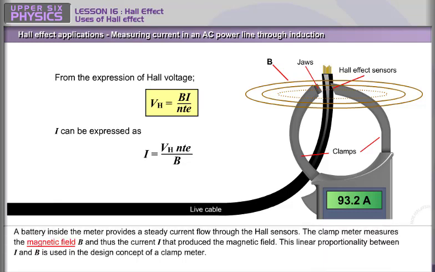A battery inside the meter provides a steady current flow through the Hall sensors. The clamp meter measures the magnetic field B and thus the current I that produced the magnetic field. This linear proportionality between I and B is used in the design concept of a clamp meter.